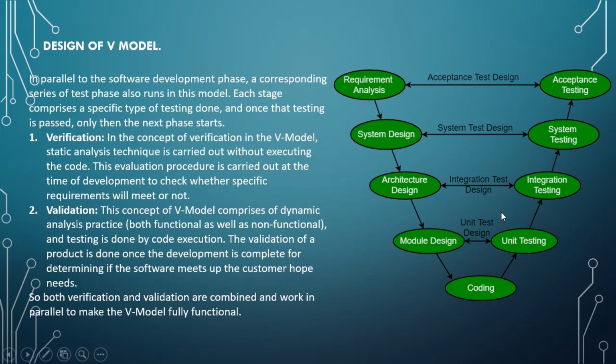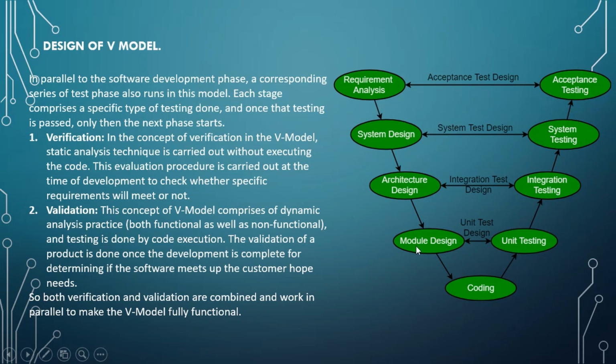So this is the diagram of the V model. As you can see, it's like the letter V. In parallel to the software development phase, a corresponding series of test phases also run in this model. Each stage comprises a specific type of testing, and once that testing is passed, only then the next phase starts. So basically, why we call it the verification and validation model is because this part of the model is verification and this part of the model is validation.